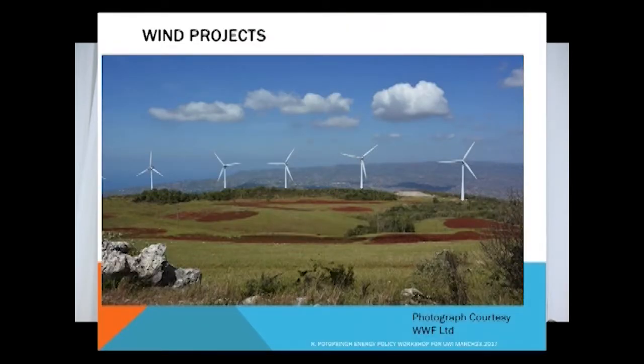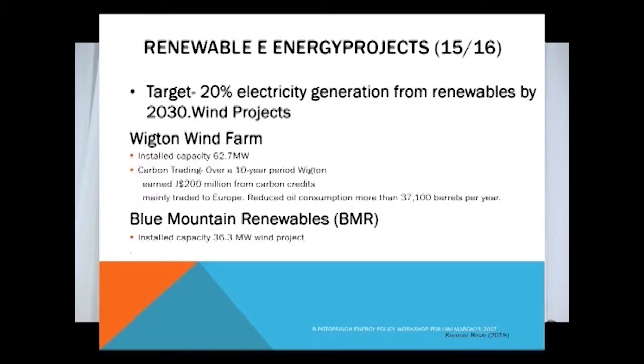So I'm just going to move on very quickly to some of the projects, and this is one of our premier projects, which is the Wigton Wind Farm in Manchester. We have this target of 20% electricity generation from renewables by 2030, but we also hear there's 30% electricity generation from renewables by 2030. So the Wigton Wind Farm is one of our premier examples, and we have installed capacity of 62.7 megawatts.